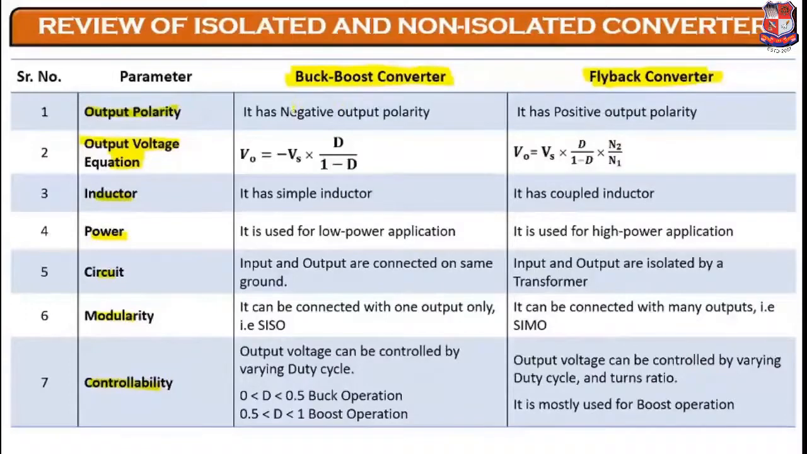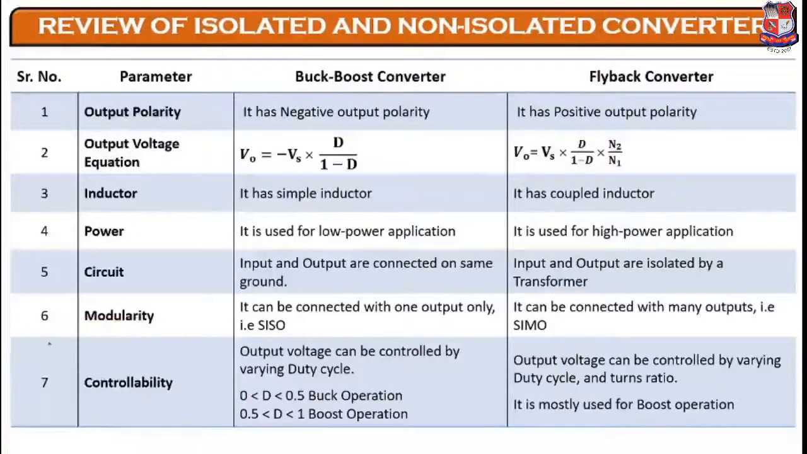Output polarity: you can say that buck boost has a negative polarity output, but the flyback converter has positive output polarity. Next you can go with the equation. Output voltage is minus input voltage times D by 1 minus D. But in the flyback converter, output is positive, D by 1 minus D with the inclusion of turns ratio. Now the inductor: over here it is a simple inductor, but over here this is a coupled inductor.